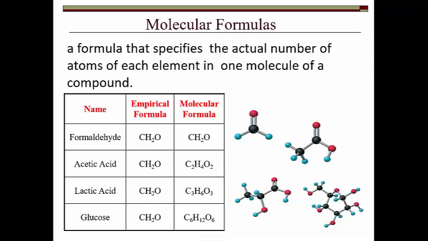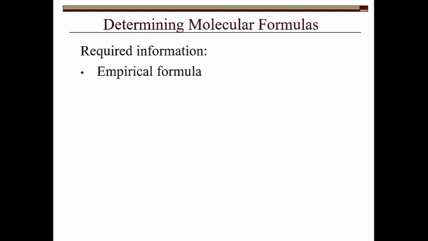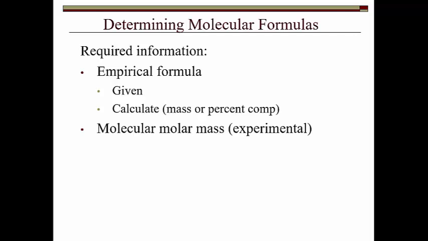So they all have the same empirical formula, but as you can see, they all have different molecular formulas. And it's not just simply a matter of multiplying by 2 or 3 or 6. It actually results in differences in the structures of the molecules. So what do we need in order to determine a molecular formula? You're going to need to be given the empirical formula, or you're going to have to calculate the empirical formula as you've been doing using either mass data or percent composition. You're also going to need to know the molar mass, the molecular molar mass. Usually this is determined experimentally and would be given to you in the problem.